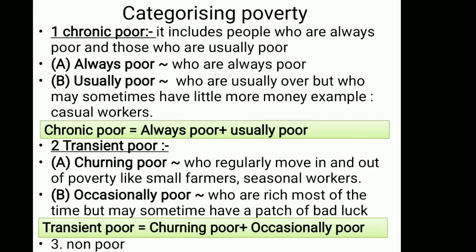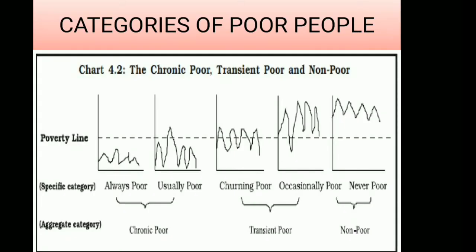So adding these two kinds, we will get transient poor. And the third category is non-poor, who are always above the poverty line, never below it. We can see it with the diagram, which shows what is called the poverty line. You can see that we have categorized three: one is chronic, second transient, and third is non-poor.